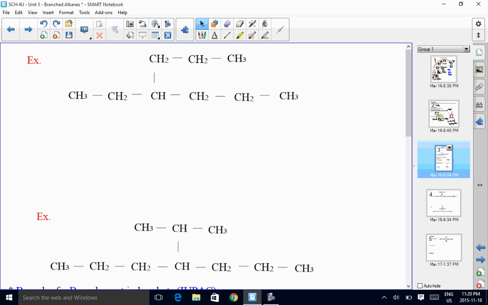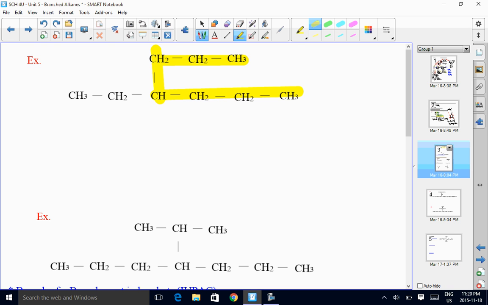Alright, here's some other branches. Now this example is a little different because it's a branch of a branch. Actually, no, it's not. So let's highlight the longest chain. The longest chain would be this. That would be the longest chain. Okay. Alright. It's the longest continuous chain. That gives me the most carbons.